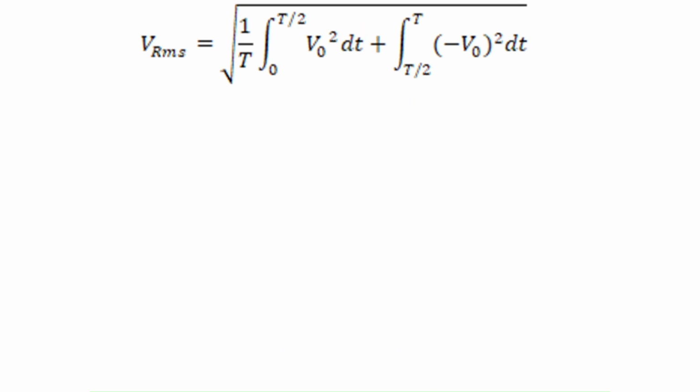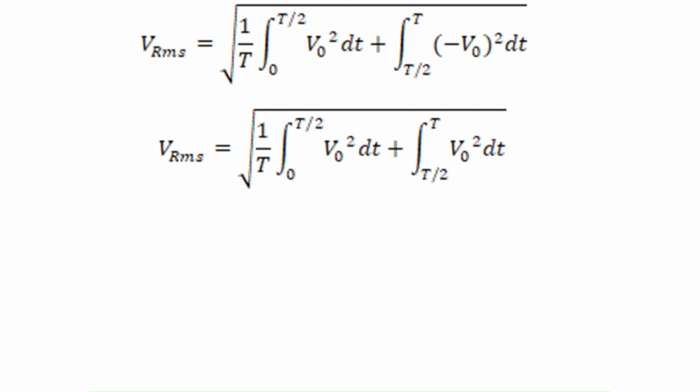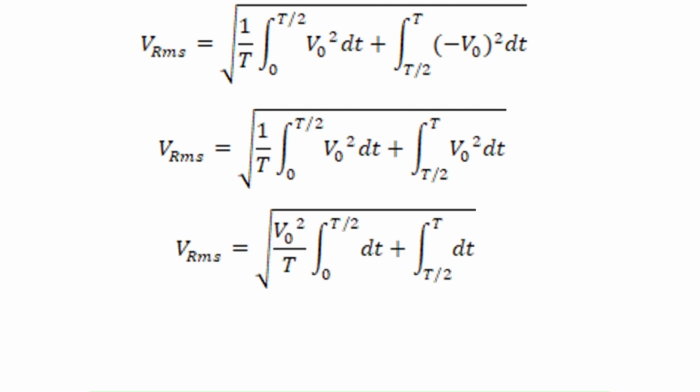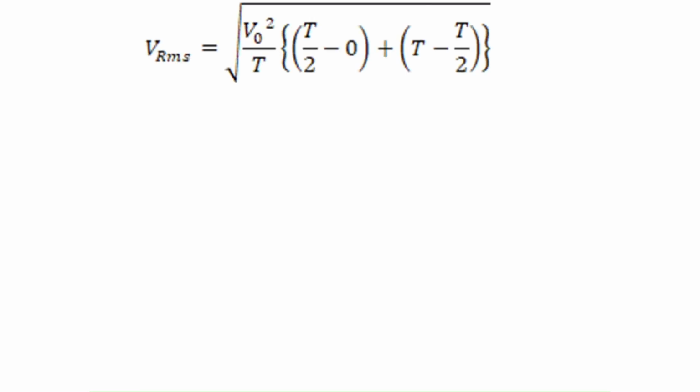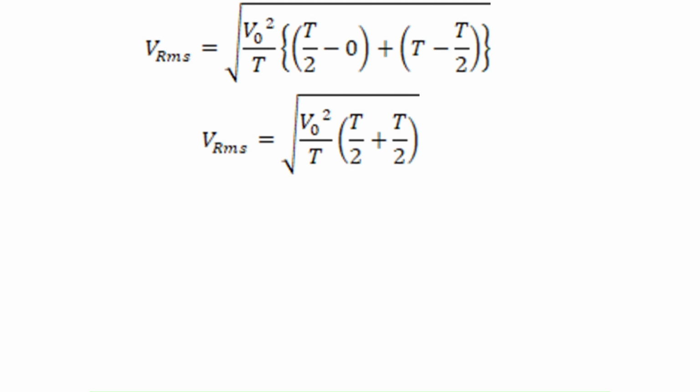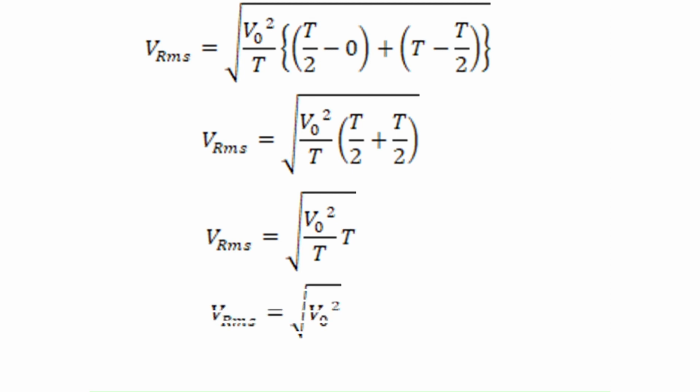And coming to the RMS value, the formula is VRMS equals FRMS equals the square root of 1 by T integral 0 to T of f of t whole squared dt. Since we are given a voltage, VRMS equals the square root of 1 by T integral 0 to T, where the function v of t varies: from 0 to T by 2, its value is plus V0, and from T by 2 to T, its value is minus V0. For the RMS value we will consider the full cycle.